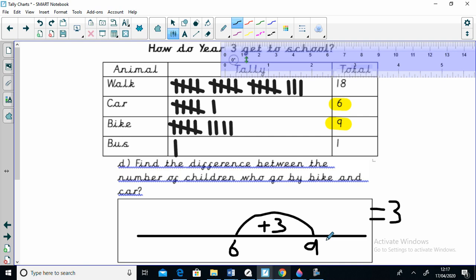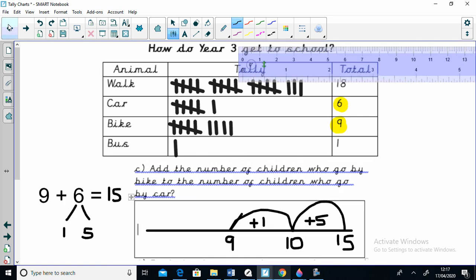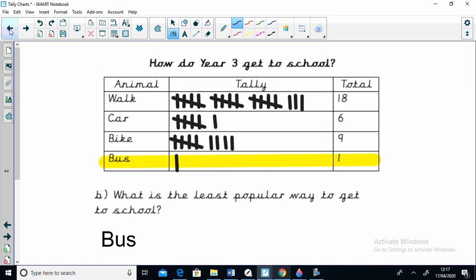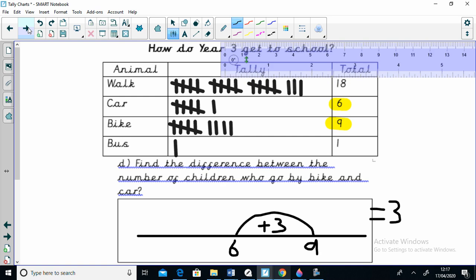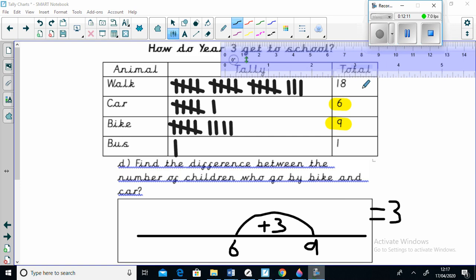So when you do the activity on your own, you're going to need to be able to interpret the chart and write down an answer, but particularly for questions C and D, you're going to need to show me some arithmetic skills to add and bridge through 10. You're also going to need to show me some arithmetic skills to find the difference. Okay. Good luck, guys.